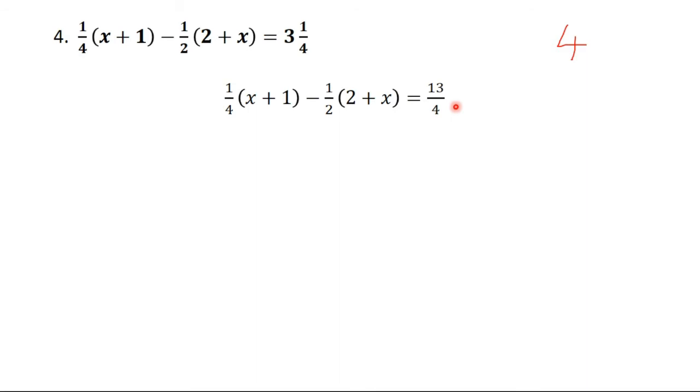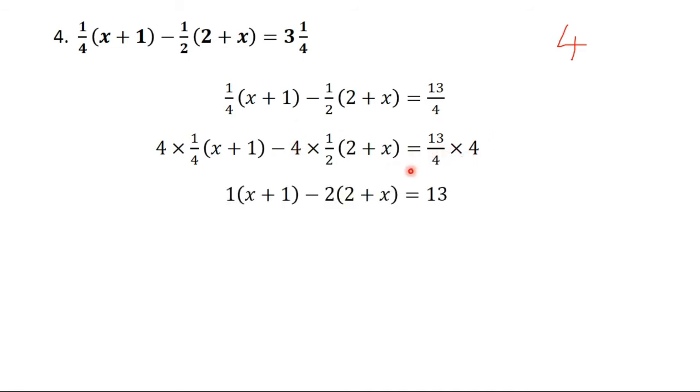So what you do is that you multiply each term by the LCM. You multiply this term here by 4, this term here by 4, and this term here by 4. Then you cancel out. So 4 will cancel 4. 2 will cancel itself 1 and cancel 4 2 times. 4 will cancel 4. When 4 cancels 4, we are going to get 1. 1 times 1 will give us 1. So 1 into bracket x plus 1.